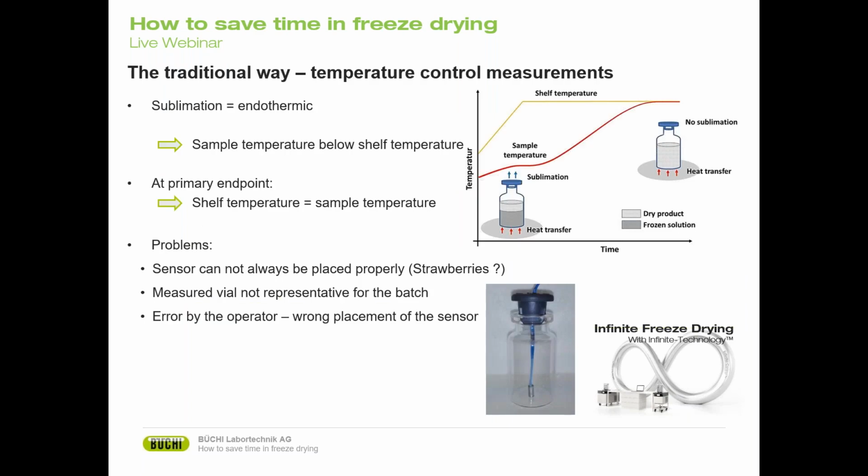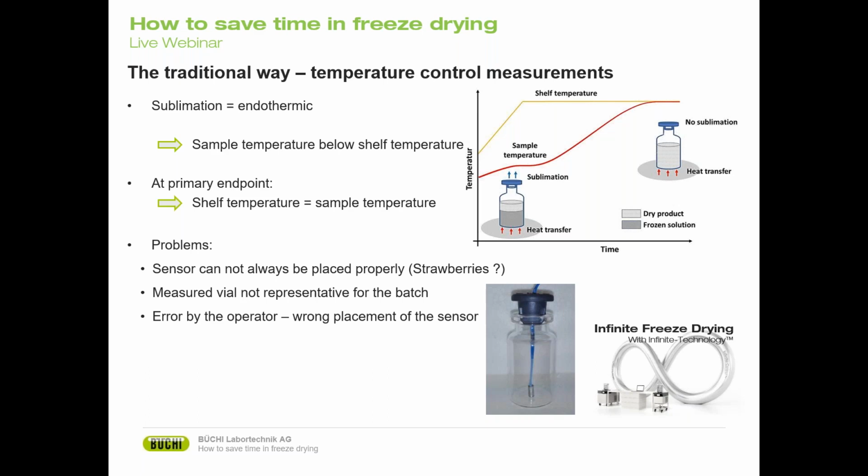So what can we do? Of course, we need to implement a way to detect the endpoint. The traditional way here is temperature control measurements, and it's still used in almost all systems. The idea is that the sample temperature, which I think most of you know, during primary drying is below the shelf temperature, because sublimation is an endothermic process, and that lowers the temperature of the sample. Once the sample is dry, however, there's no more sublimation happening, and therefore at the primary drying endpoint, the shelf temperature should be the same as the sample temperature.